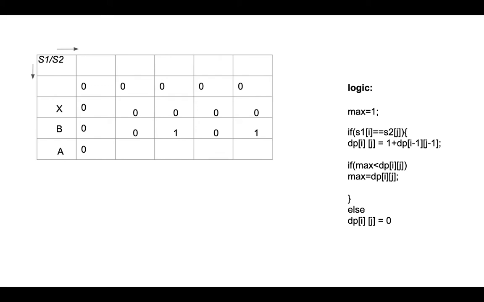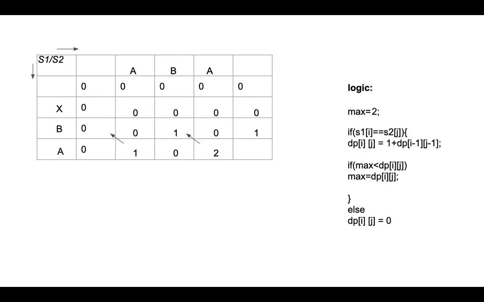So take the next character of string S2, which is a. Now compare a with a. So there is a match. Take the diagonal element, add 1 to it and fill the block. Now compare a with the next character, which is b. There is no match. Fill the block with 0. Now compare a with the next character, which is a. Yes, there is a match. Take the diagonal element, add 1 to it and fill the block. Now update the max pointer.